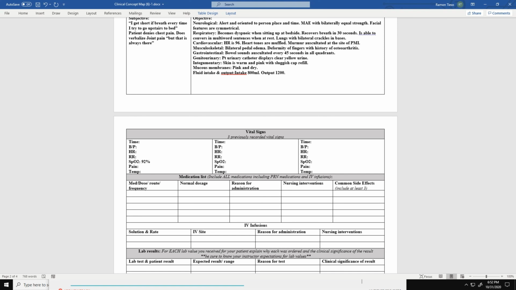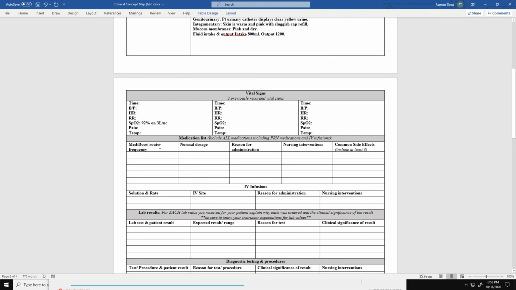You want to say how it is. On 3 liters per nasal cannula, right? Or you want to put on a venti mask or whatever they have, or room air, right? You put that they're 92% on room air. We're going to say 3 liters on a nasal cannula. Pain, whatever they rate their pain is, whatever their temperature is. So that there all kind of goes without saying it. Hopefully you all can figure that out, and you can see that you got to have 3 recorded vital signs. So you can look in the chart and see what their last 3 were.